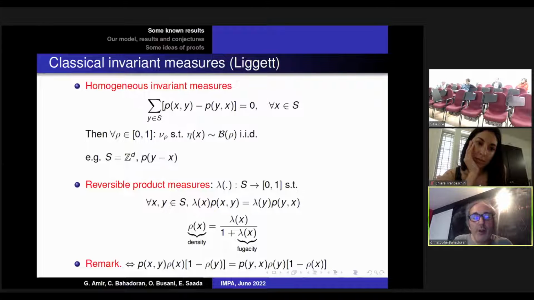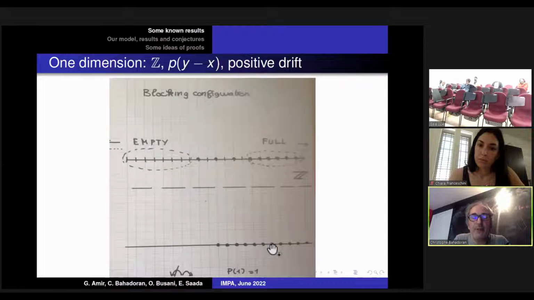And from now on we are going to focus on the case where P is translation invariant at least in one direction and has a drift. And what is important about the drift, we have seen that in this situation we had homogeneous invariant measures. What is important about the drift is that you can have this kind of things, which are well known, I guess, by many of you, which are called blocking measures.